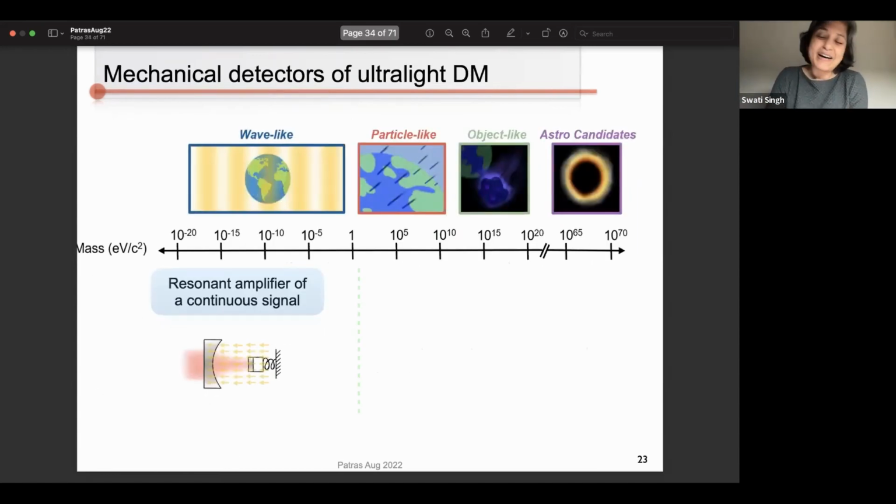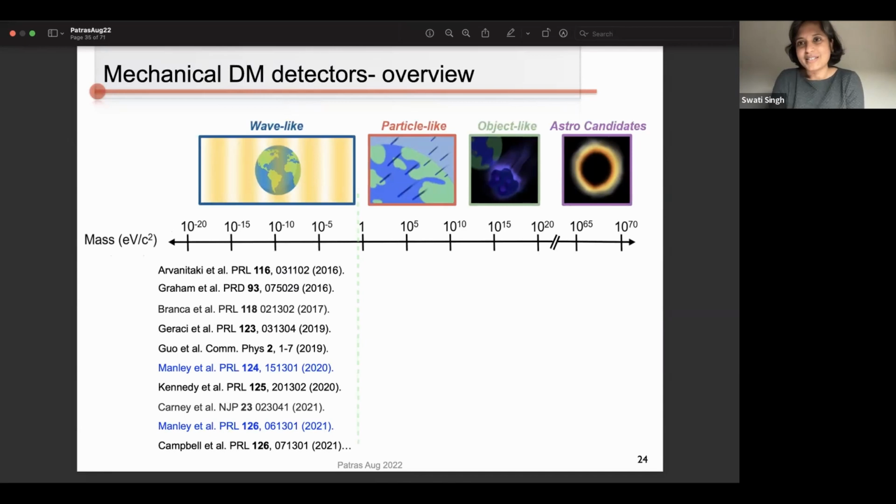So my talk will be all about resonant amplification of a continuous signal. And this is not just my work. There have been a bunch of proposals and some new results in the area. I will only be talking about 2 of these, but we learned a lot from all those who came before us.